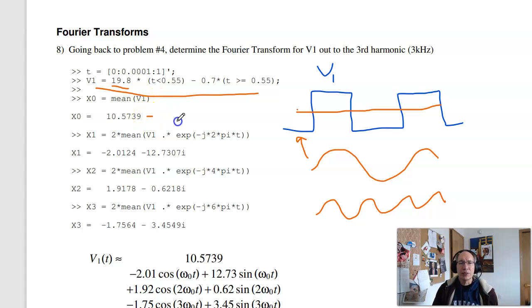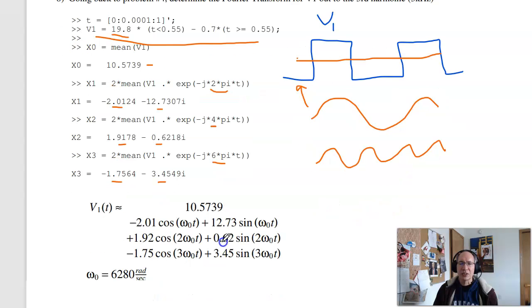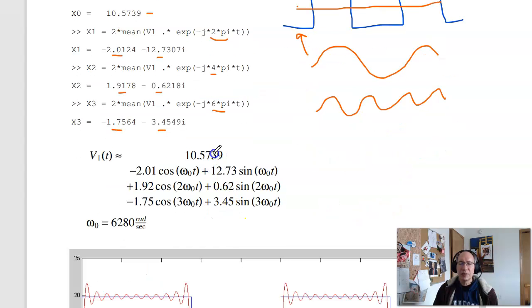The DC term is the average. For the first harmonic, here I'm using the complex Fourier transform. My period is 1, so the fundamental frequency is 2 pi radians per second times 1. Here's the cosine term, sine term. Second harmonic, 2 times 2 pi gives you 4 pi. Cosine term, sine term. Third harmonic, 3 times 2 pi is 6 pi. Cosine term, sine term. So this would be the Fourier transform of V1. I've got a DC term, first harmonic, second harmonic, third harmonic, and the first harmonic is 1 kilohertz.